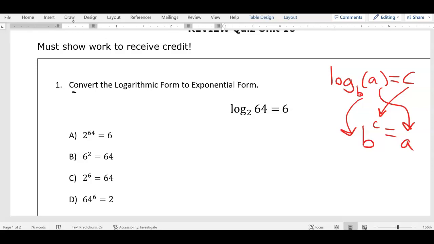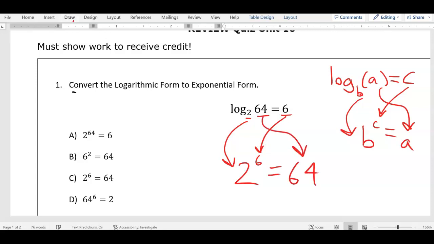Okay, so we're gonna do the same thing. Log base 2, that's gonna be your base. What it equals becomes your exponent, and then what the equation equals is gonna be 64. 2 to the power 6 equals 64 is our answer. Cool. So you gotta know how to flip that.